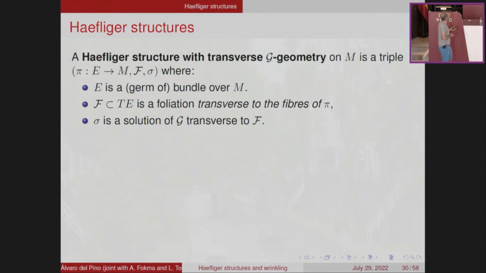Okay, so let's put a proper definition. There are several ways of talking about Haefliger structures. In a second, they will be principal bundles, but this is the geometric or topological description. A Haefliger structure with a transverse G geometry is a triple: E is a bundle over M, which is the thickening, F is a foliation on the thickening, and sigma is a transverse geometry to the foliation. And here there's this key property, which says that the foliation should be transverse to the fibers.